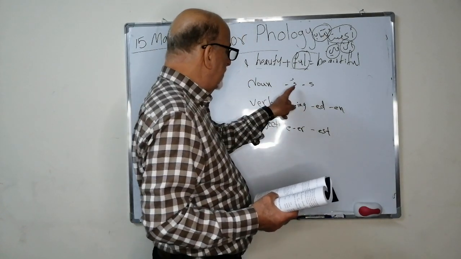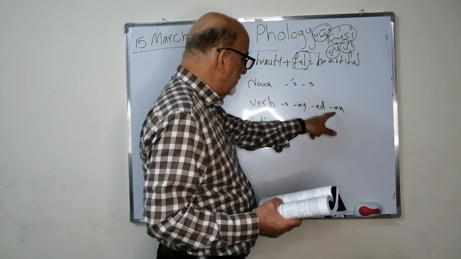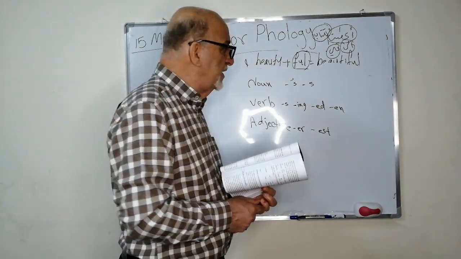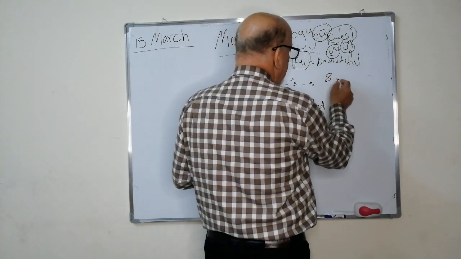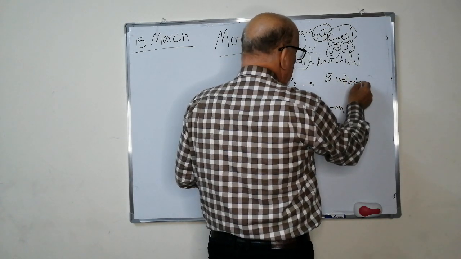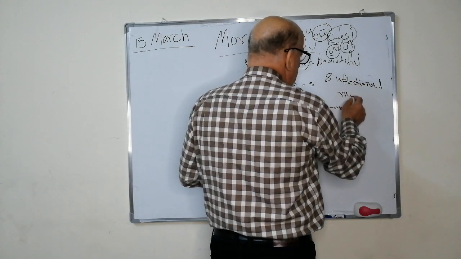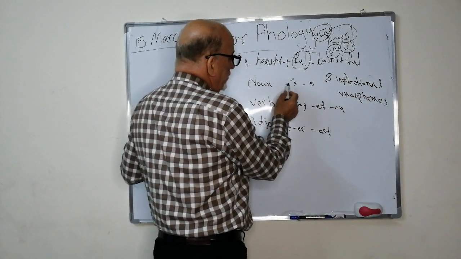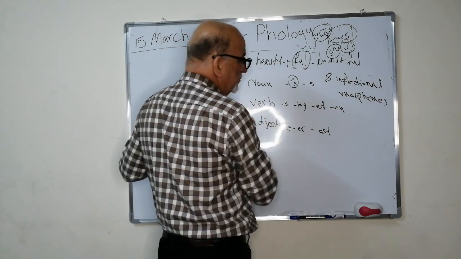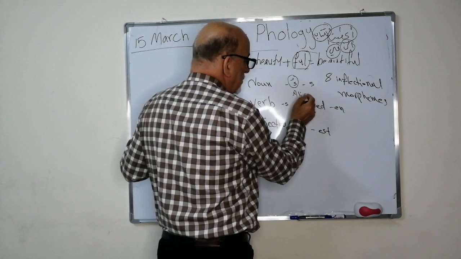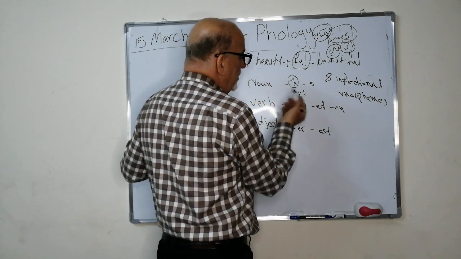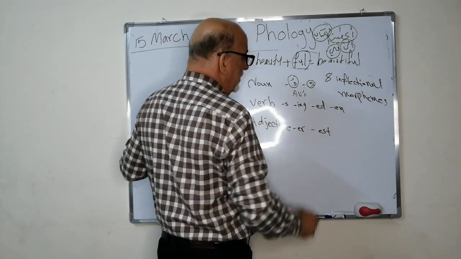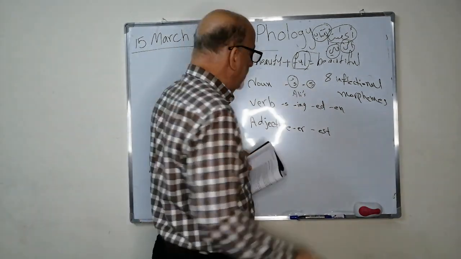So here we have 1, 2, 3, 4, 5, 6, 7, 8. So we have 8 inflectional morphemes in English. What are they? Those which are added to nouns include the possessive s, for example, Ali's, which indicates possession, and the plural morpheme, for example, boy, boys.